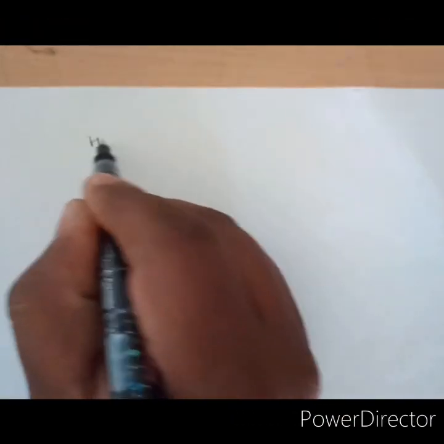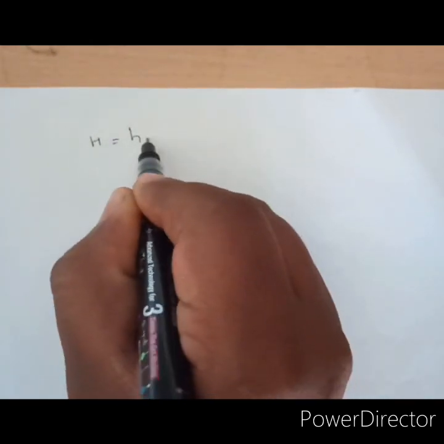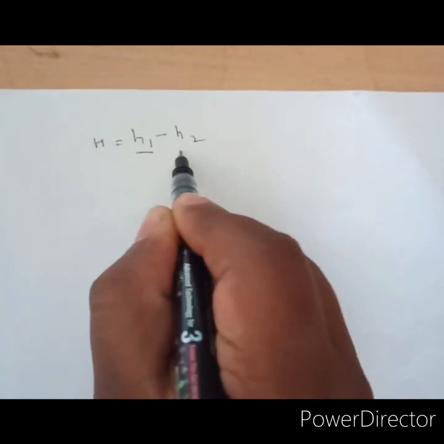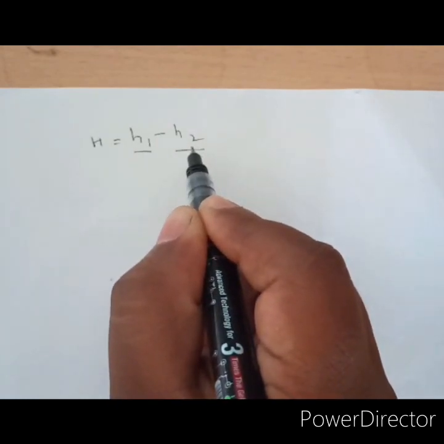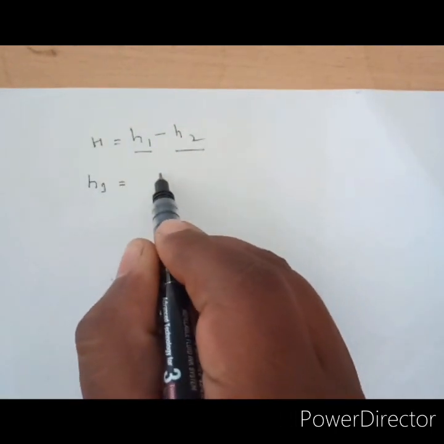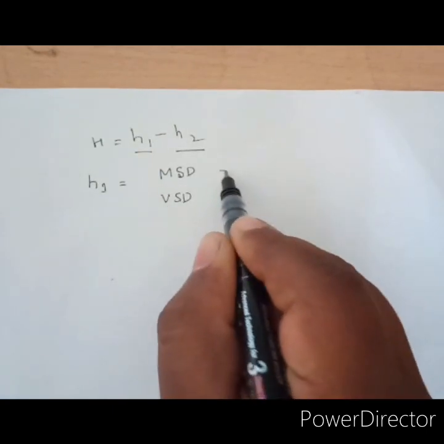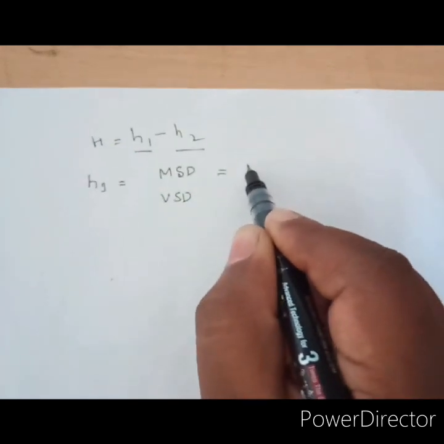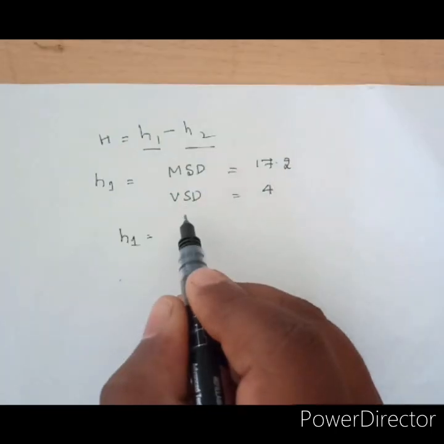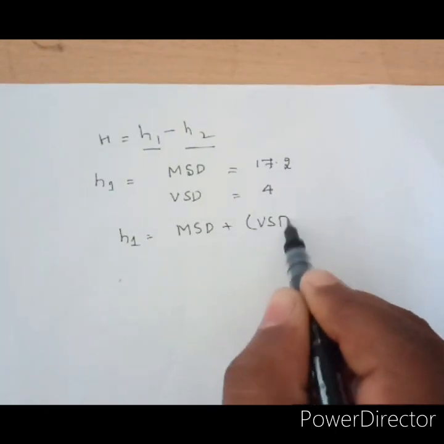The head of the water above the crest point is calculated by the formula H is equal to H1 minus H2, where H1 is the head with respect to the crest point and H2 is the head with respect to a full flow condition. While noting down the H1 value with the pointer gauge, we measure the main scale reading and the vernier scale reading. For H1, the main scale reading is 17.2 cm and the vernier scale reading is 4. The formula used to calculate the total height is MSR plus VSR into least count.